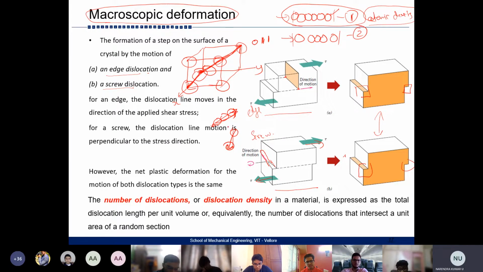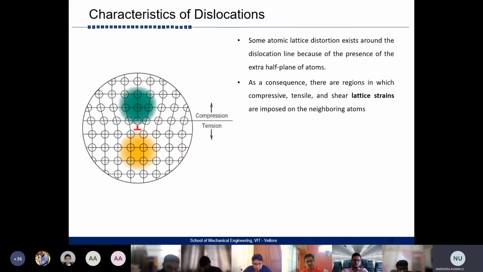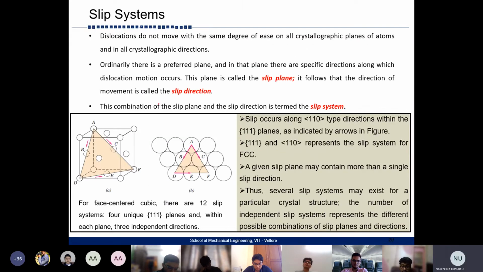Similarly for a plane also. In one particular plane there can be different directions. Again we talk about compression and tension. This is the extra plane of atoms. Since it is extra, this surrounding is in compression. Since there is more space, this is in tension because it is pulled inwards. So this is in tension and this is in compression. Previously we saw with respect to one atom, now we are seeing with respect to an extra plane of atoms. So the next terminology is your slip system.